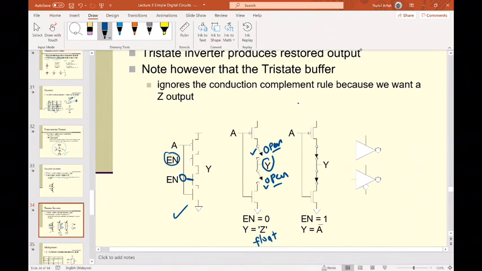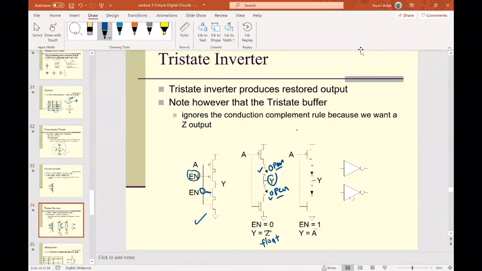What conditions would we require a Z output? When do you think? Any idea? Floating, when it's floating, it's ready to be in any state, right? So when it is on, it is conducting. You see enable is on, so the Y path is on. Either when you put in A equals to 1, then it will be pulled down, or A equals to 0, then it will be pulled up. So at any point, there will be power consumption, right?